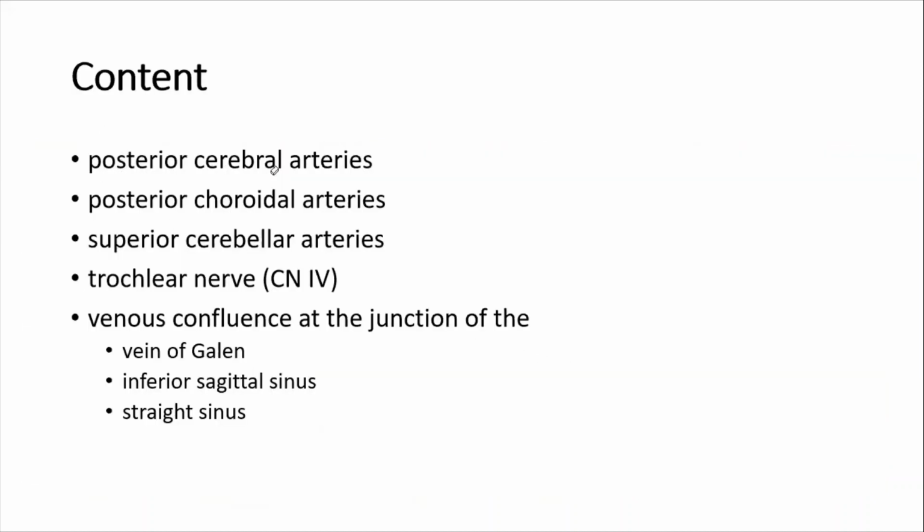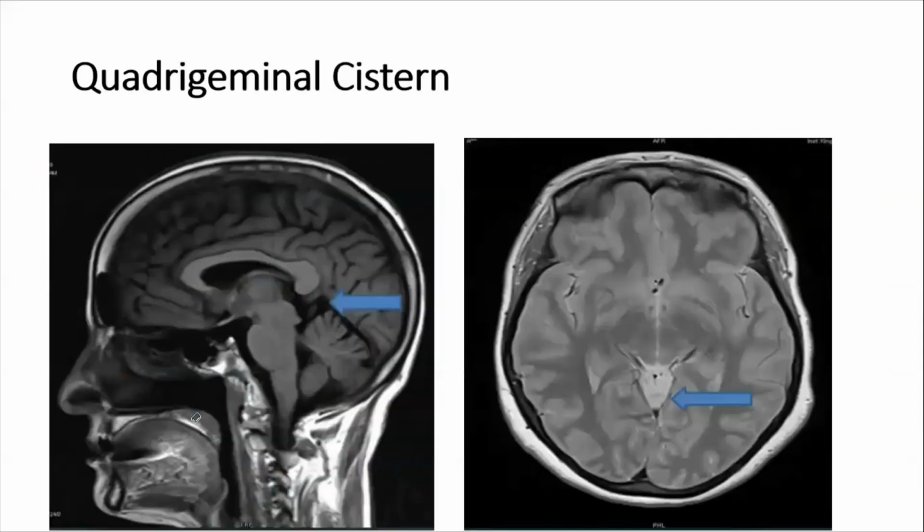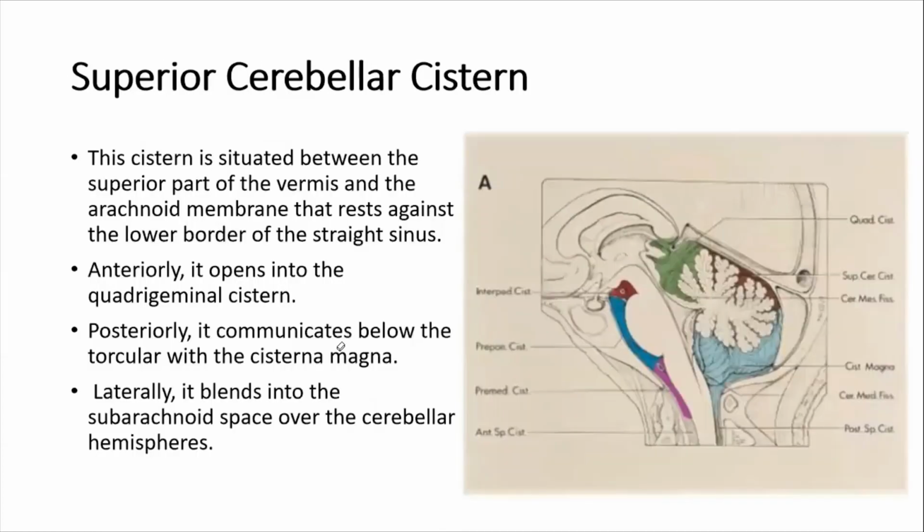The contents are the posterior cerebral arteries, the posterior choroidal arteries, the superior cerebral arteries, and the trochlear nerve, which arises from the midbrain, passing anteriorly and traveling into the ambient cistern. The venous confluence at the junction of the vein of Galen, inferior sagittal sinus, as well as the straight sinus are also contents of the quadrigeminal cistern. On an MRI, the quadrigeminal cistern can be visualized like here, where the arrows are pointing.